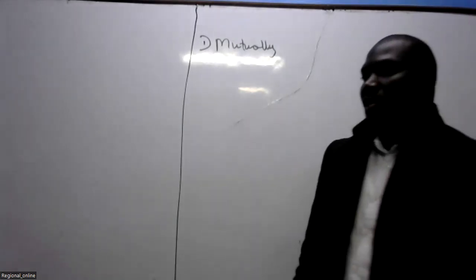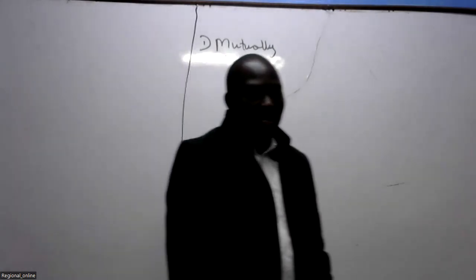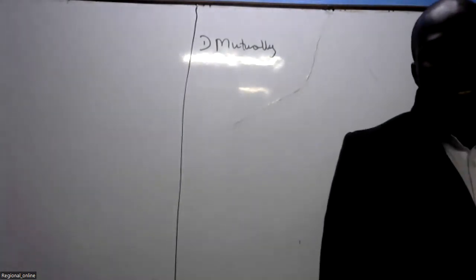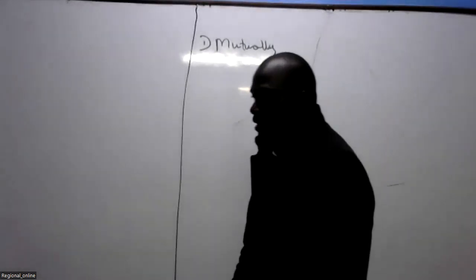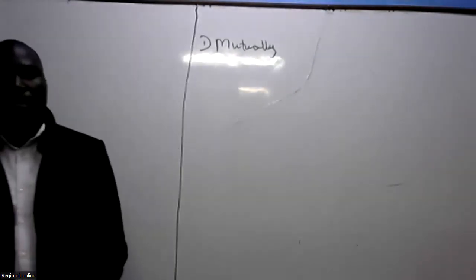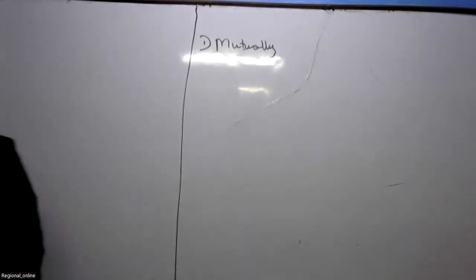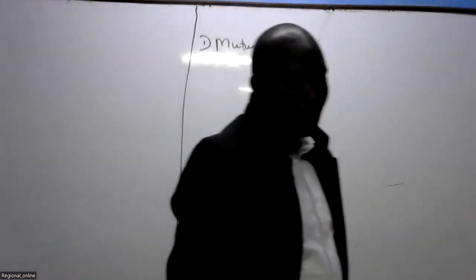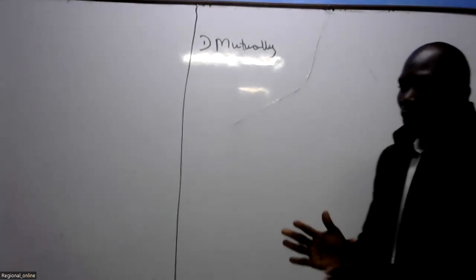Mutually exclusive projects. These are competing projects which cannot be undertaken together. Hence, the choice of one automatically disqualifies the rest. So if you have two things that are mutually exclusive, one excludes the other. They cannot go together.